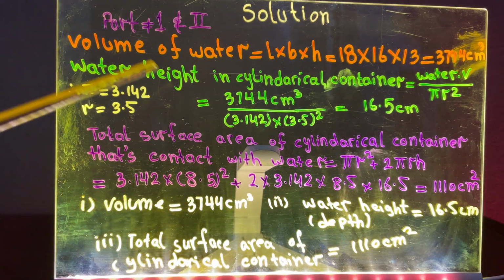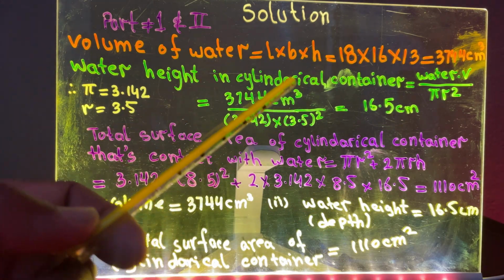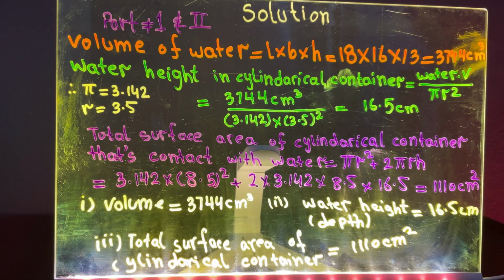You can also check it by the calculator. All these values are calculated by calculator. That is the first and second part solution. Now move towards the total surface area. That is the third part.